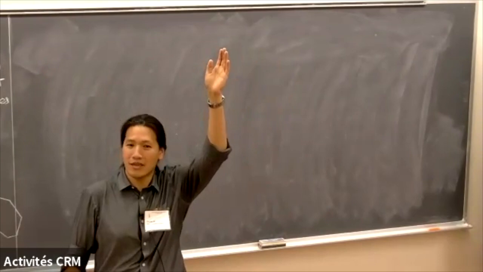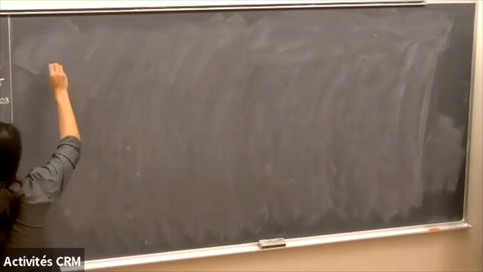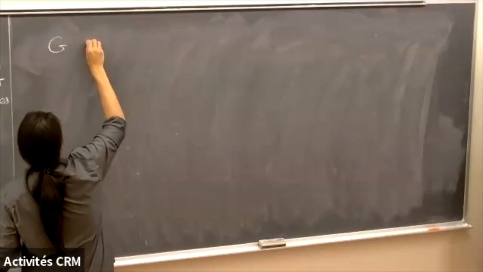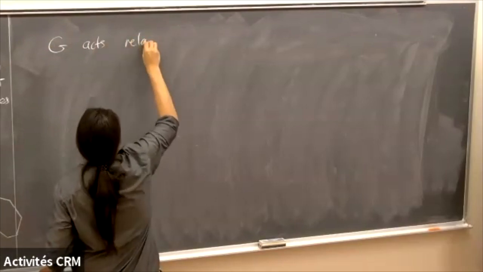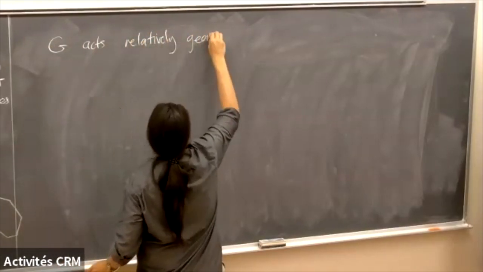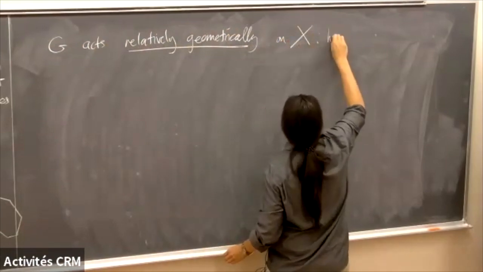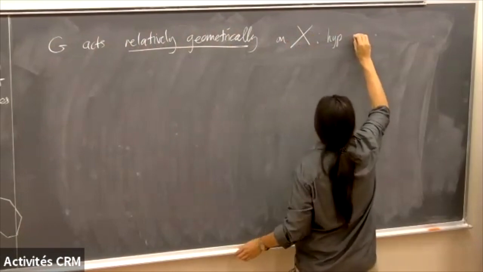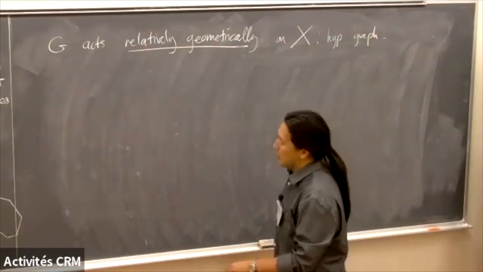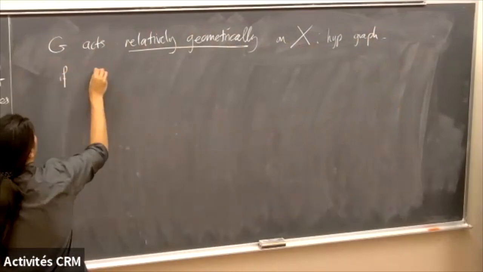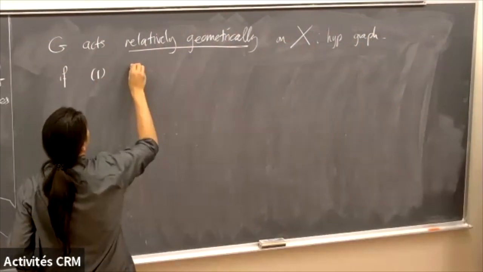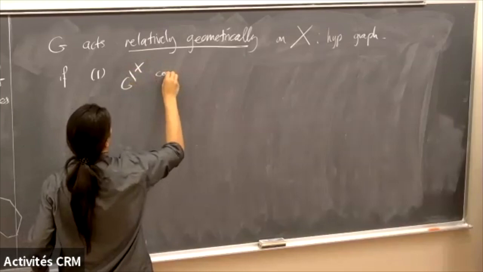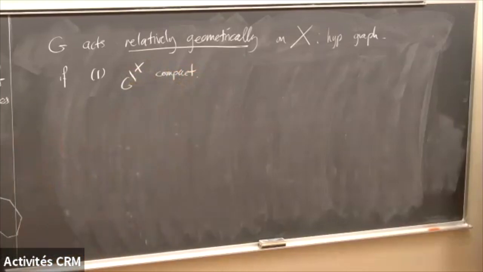So, cubulation criteria. Who wants to know what a relative cubulation is? Okay, let's do it. G acts relatively geometrically on X, which should be a hyperbolic space, a hyperbolic graph, just to make life simple. If I look at the quotient and that's compact, we start with a cocompact action.